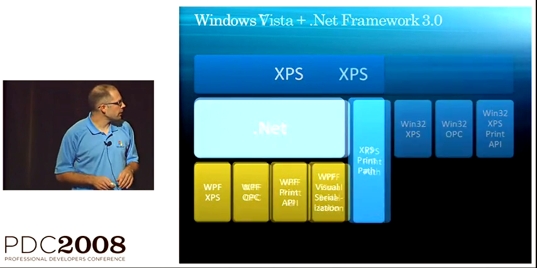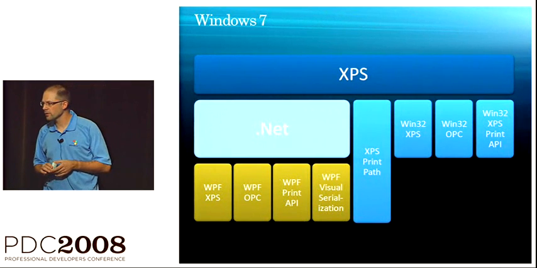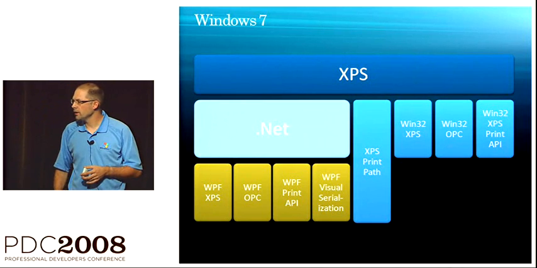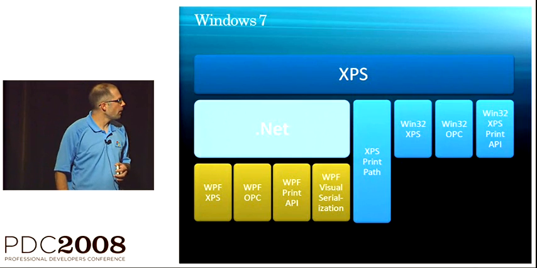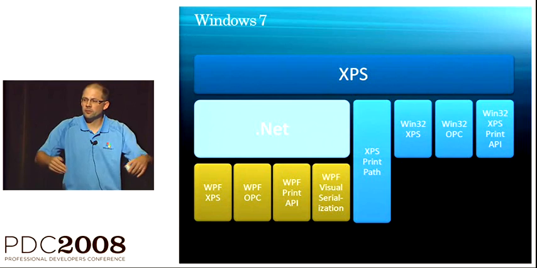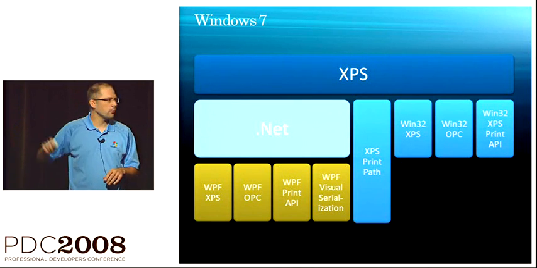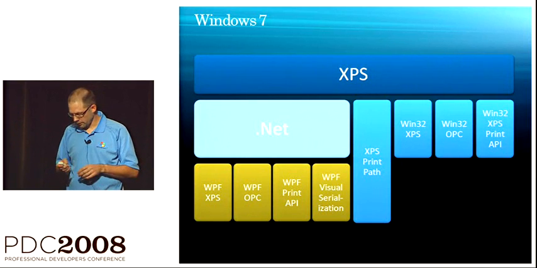So hopefully you can guess why I left that big space in the diagram, because we've filled that out in Windows 7. So now we have Win32 APIs for XPS, for OPC, and for the print API as well. So you can go and build on top of that infrastructure and the ecosystem behind that infrastructure that we have. And that's really where I'm going to focus the rest of the talk, is just walking through those APIs and giving you a view of what's behind those.